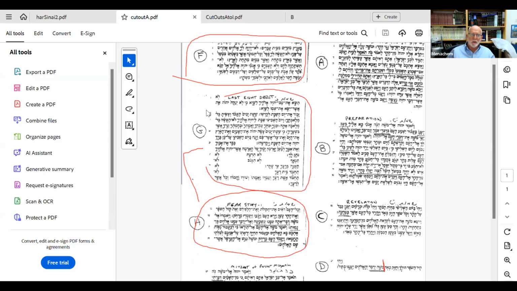Got it? Notice if I follow the letters, in the middle of D, after D1, we have F, H, and then G. And it's all happening in the middle of D. Hope that helped a little bit. I'm just trying to show you in a diagram what Rashi is basically saying.